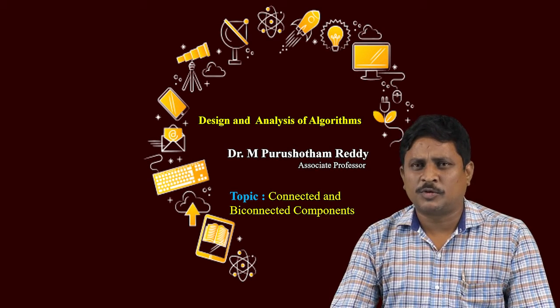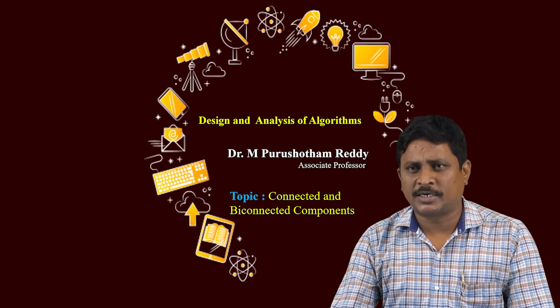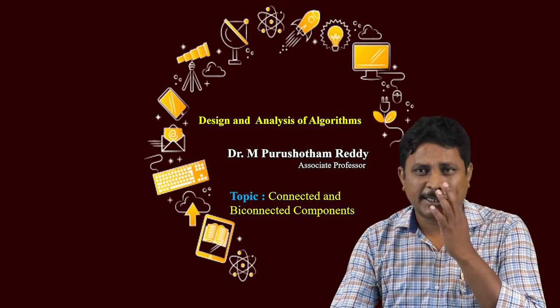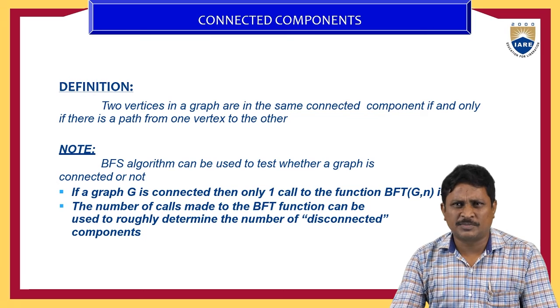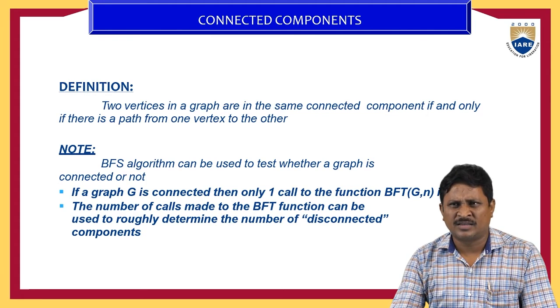In this video, I am going to discuss connected and bi-connected components. First, what is meant by a connected component? Two vertices in a graph are in the same connected component if and only if there is a path from one vertex to the other.